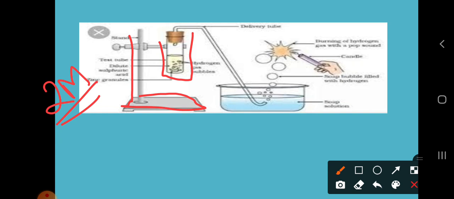Which acid we have taken? We have taken the hydrochloric acid. Okay, so what happens, just add here 2 to 3 pieces of zinc metal. Just add here 2 to 3 pieces of zinc metals. Then what happens? Let us understand what happens.